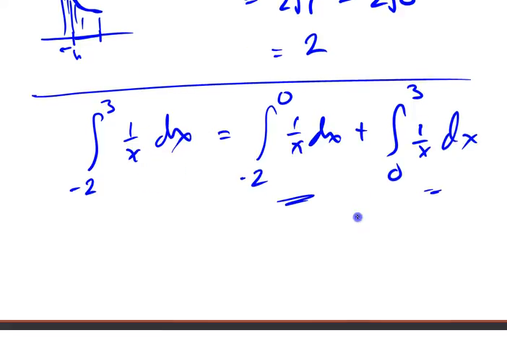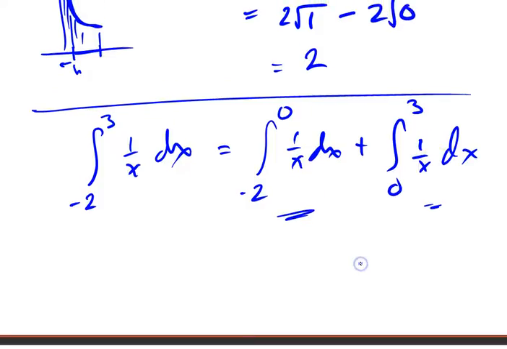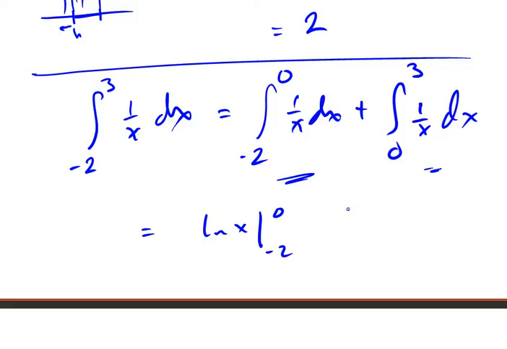Sometimes it might look like, hey, this is going to plus infinity, this is going to minus infinity, they cancel out. No, they don't cancel out. If either one of them gives you an infinity here or there, then the whole thing is called off. So let's take a look at this first one. The integral of 1 over x is the natural log of x, evaluated between minus 2 and 0. And then the same thing here: plus the natural log of x, evaluated between 0 and 3.